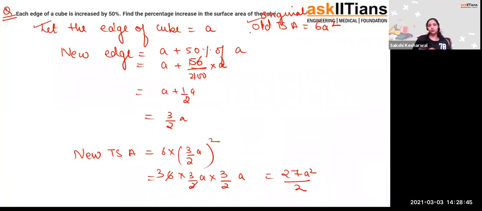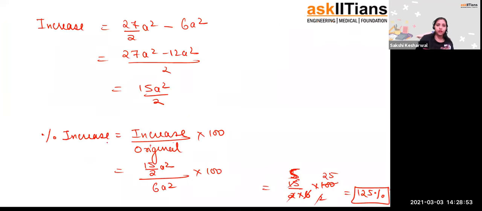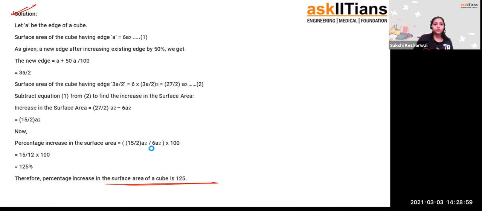So the original TSA is 6 A² and the new edge is A plus 50% of A. So you got the new edge. So for the new TSA, the increase is what? You have to do the subtraction. So subtract, and the percentage increase formula is increase upon original into 100, right? So from here, we got everything.